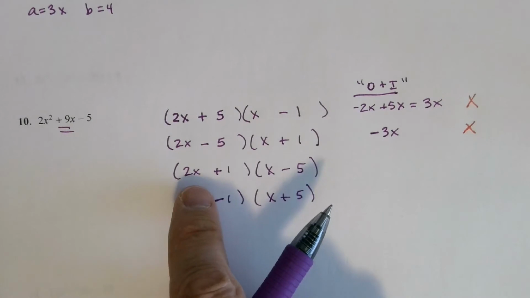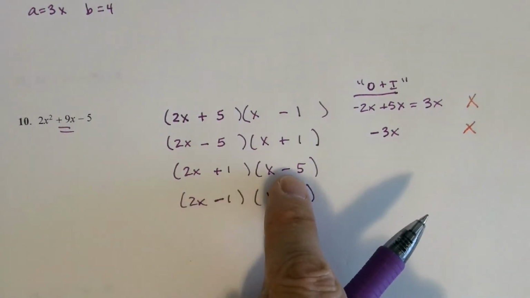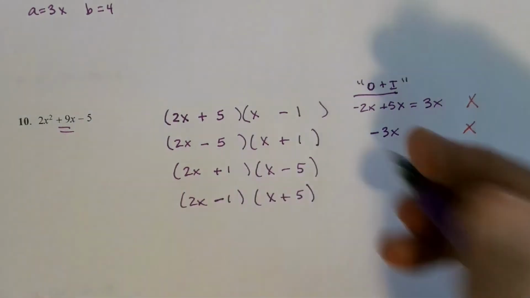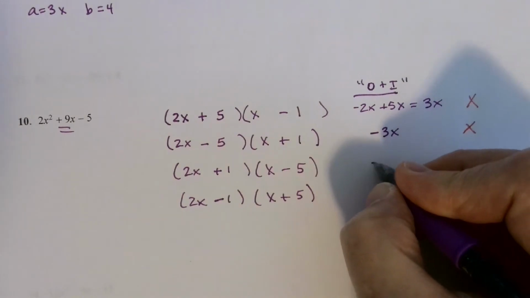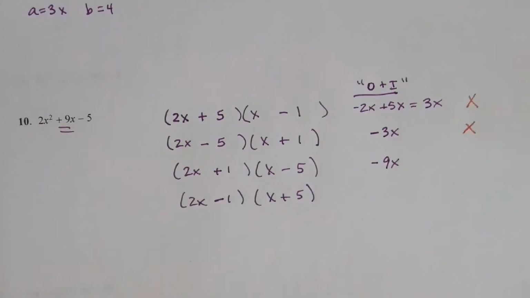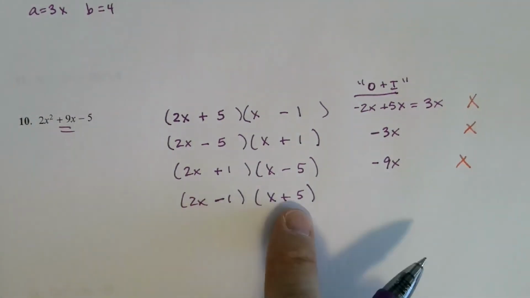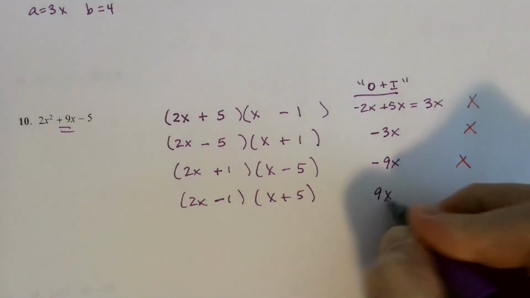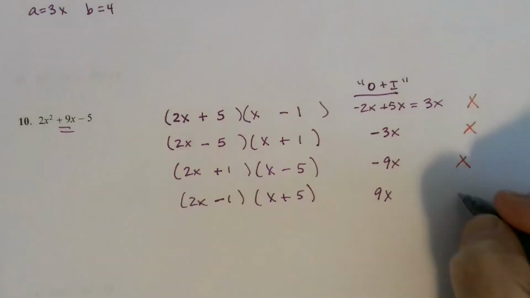Here, I get the outer is negative 10x, inner positive x. Negative 10x plus 1x is negative 9x. That's not going to work because I need positive 9x. Well, I know now that if I swap my signs, that's going to give me positive 9x, and this indeed is the one that wins.